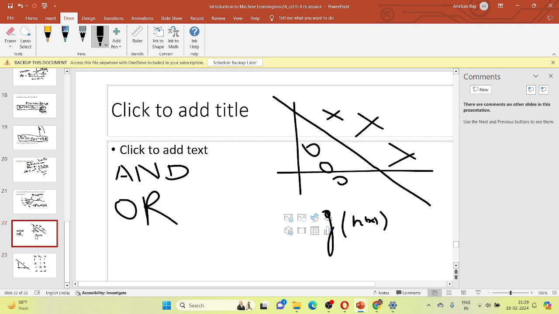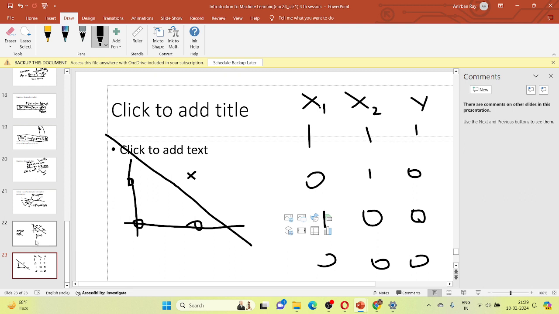So for AND and OR, in that case it is a linear classifier, and for OR also find the equation here. For the equation, what I'm considering is that you take the margin to be equal on both sides, then only you can find the equation effectively.